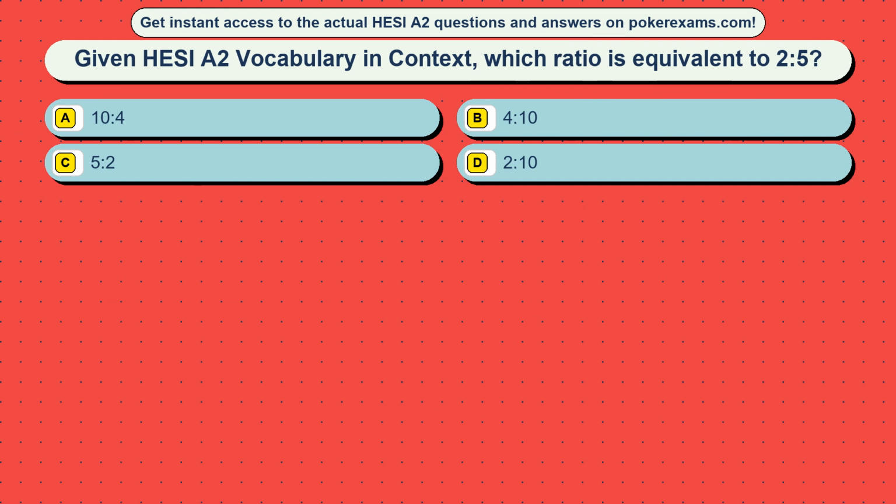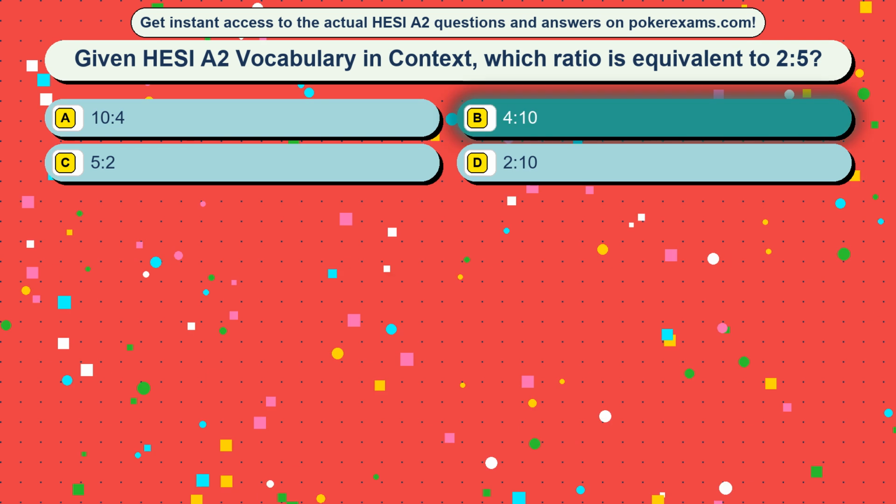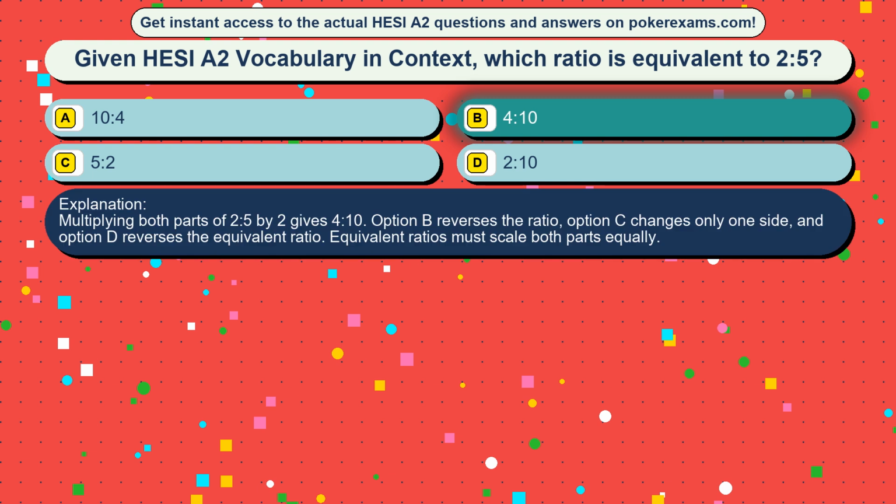Question 8. Given HESI A2 Vocabulary in context, which ratio is equivalent to 2:5? Option A, 10:4. Option B, 4:10. Option C, 5:2. Option D, 2:10. The correct answer is option B, 4:10. Multiplying both parts of 2:5 by 2 gives 4:10. Option A reverses the ratio. Option C changes only one side, and option D changes only one side as well. Equivalent ratios must scale both parts equally.